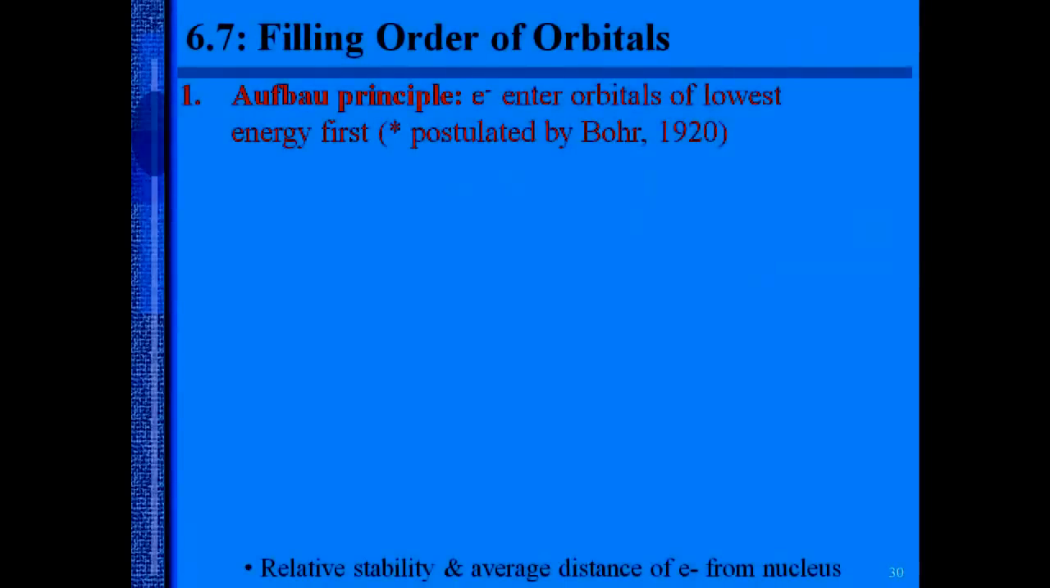How do we fill the order of orbitals? Well, the first example is the Aufbau principle. And this principle states that electrons enter orbitals of lowest energy first. And this was first postulated by Bohr in 1920.